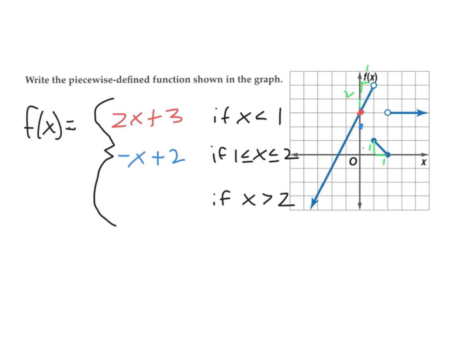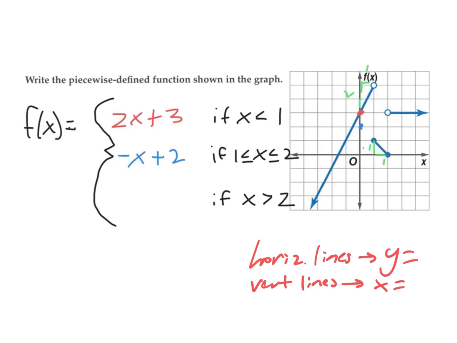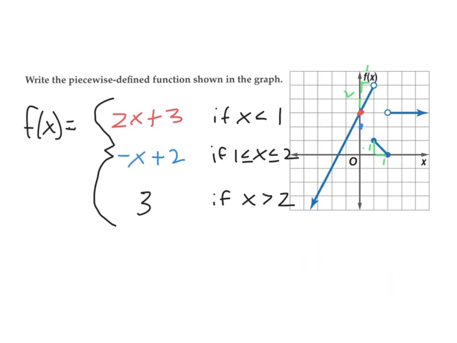And then the last one is a horizontal line. And horizontal lines will always be in the form y equals. Just like I showed you on the other one with the dotted line, the vertical lines are always in the form x equals. So in this case, all the y values on this line are the same, and they happen to be 3. So this piece of the line is just y equals 3. So what we put here is just a 3.